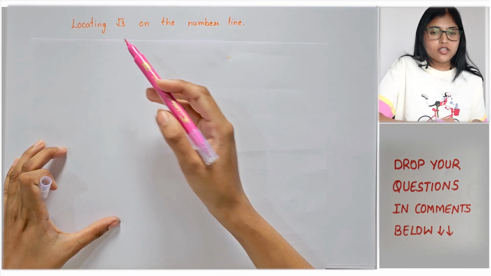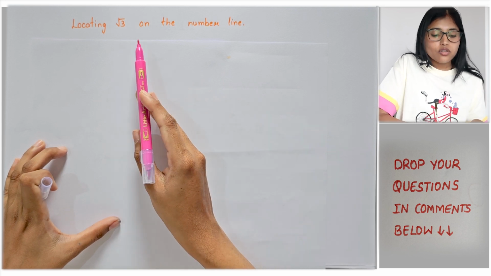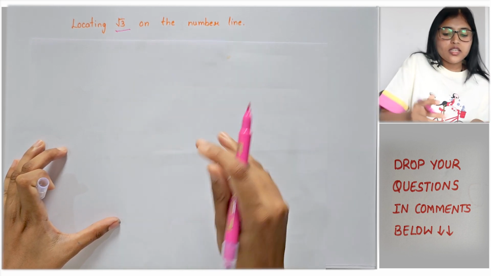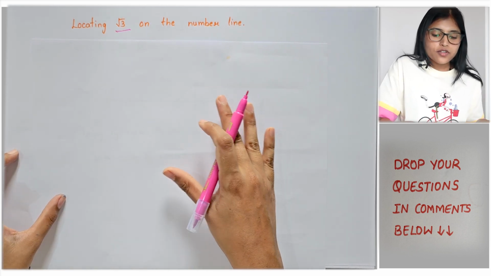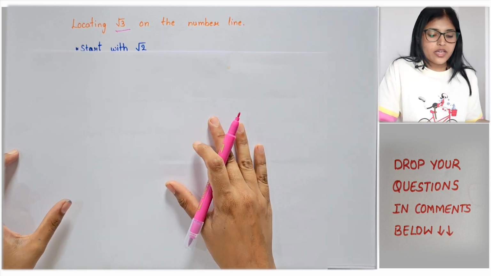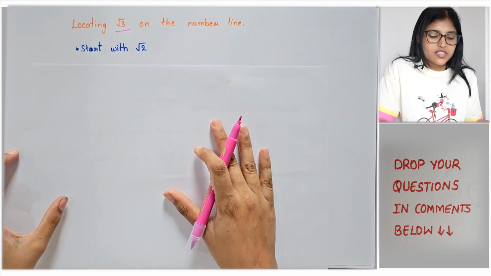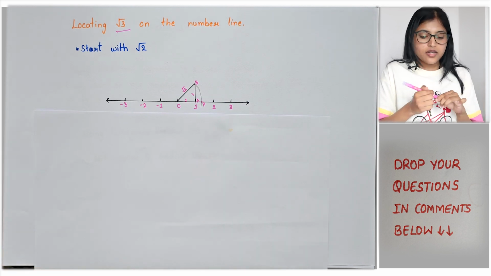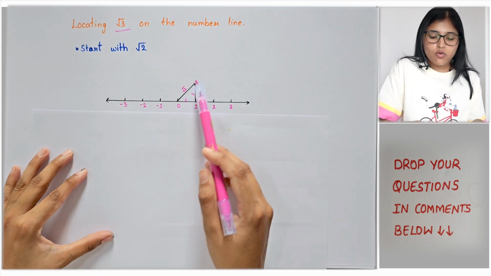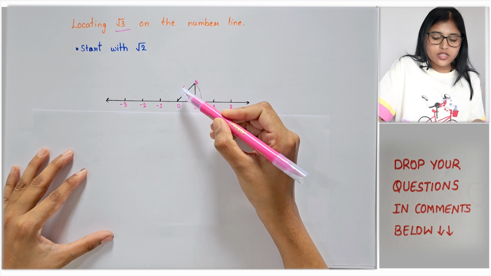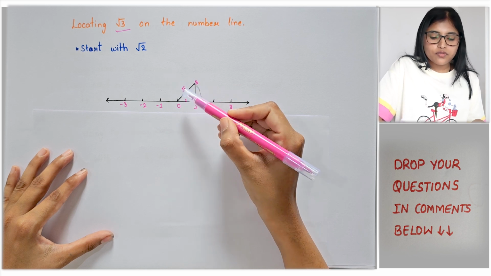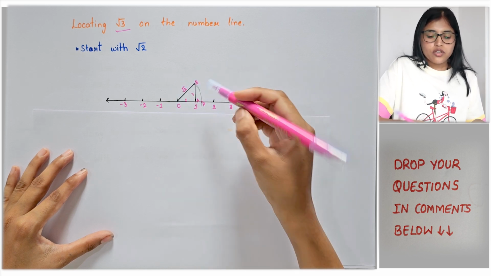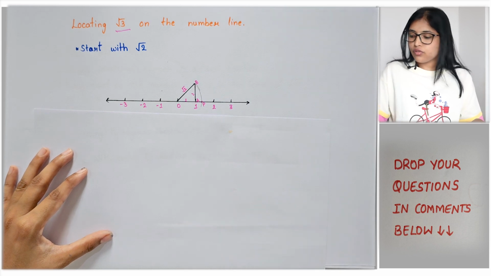Now after locating root 2, let us see how to locate root 3 on the number line. So for this, we start where we ended with root 2. So we start with the root 2 on the number line. We have the triangle OAB here and we know this is 1 square plus 1 square under root, which is square root of 2. Now we have located the value of square root of 2.